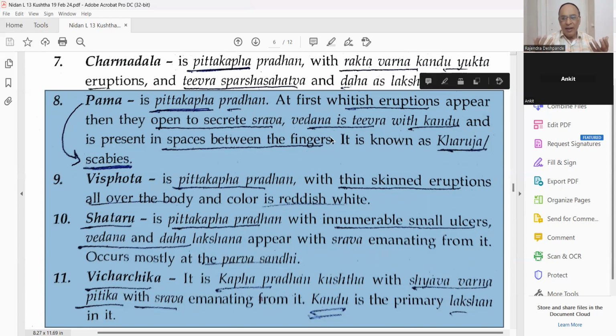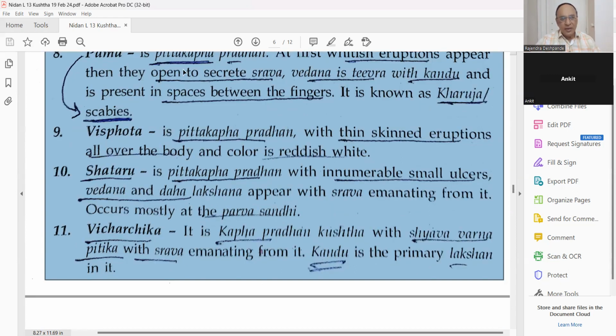I am very sorry, but I don't have much time to discuss the treatment part. When you go to the last year, 4th year BAMS, you can also join my classes, and there I will teach you how to treat all these particular problems. But now I will restrict myself to only the Roganidan subject.